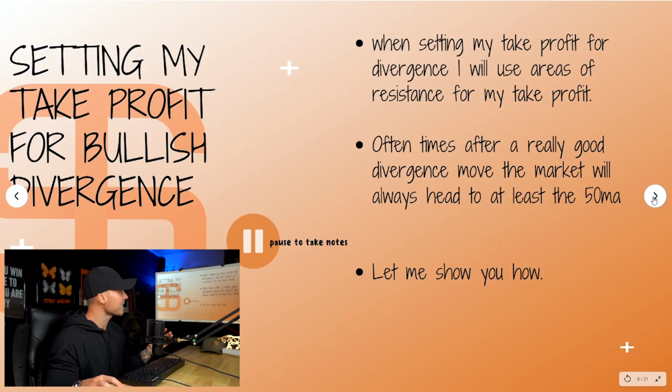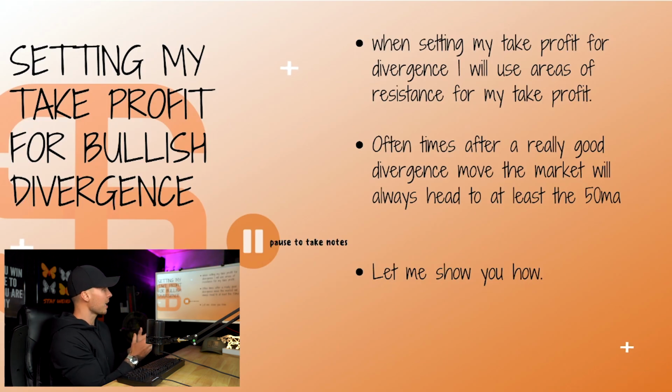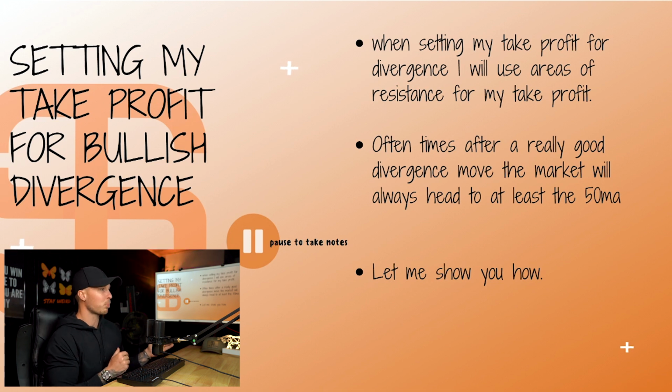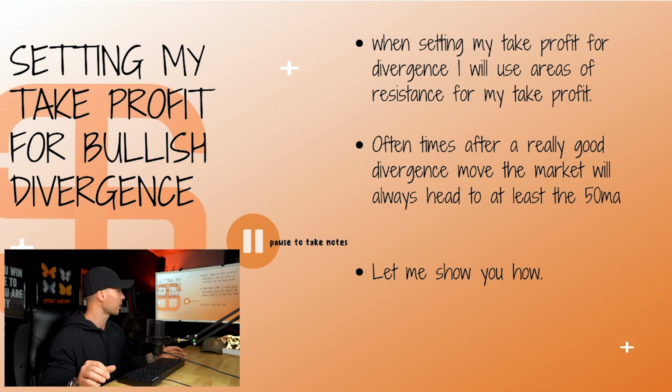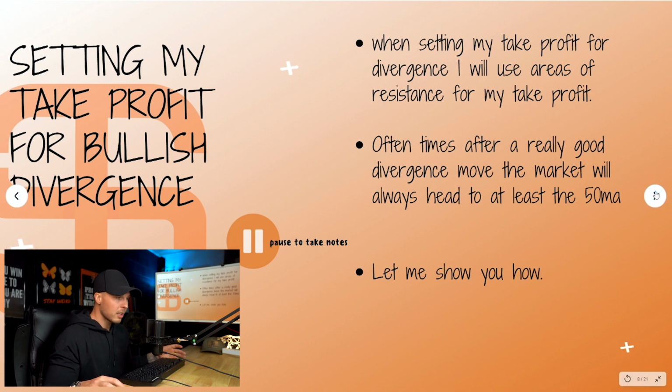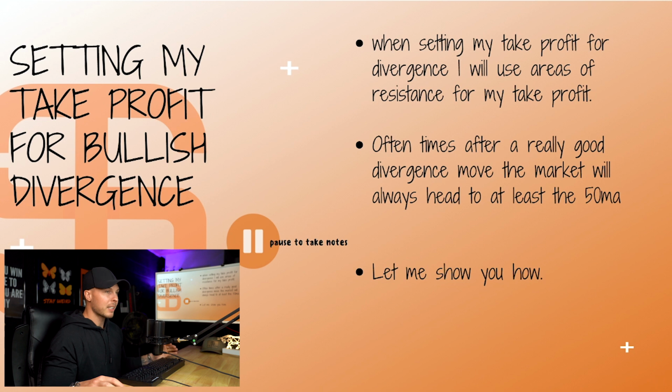So when setting my take profit for divergence, I'll use areas of resistance for my take profit. So if there's a key area in the market where I think the market's going to reject, that's typically where I'm going to take my profit, okay? Oftentimes though, the market after a really good divergence is always going to make its way back to the 50 moving average. And I'm going to show you right now.